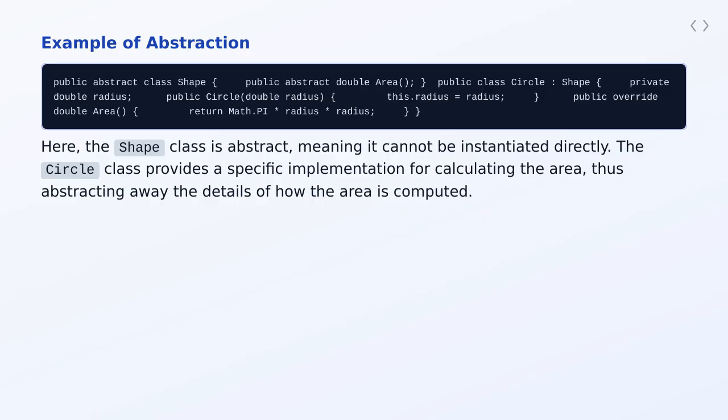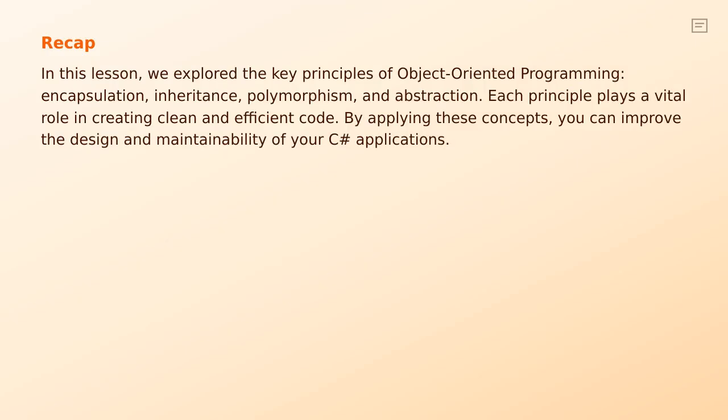In this lesson, we explored the key principles of object-oriented programming: encapsulation, inheritance, polymorphism, and abstraction. Each principle plays a vital role in creating clean and efficient code. By applying these concepts, you can improve the design and maintainability of your C# applications.